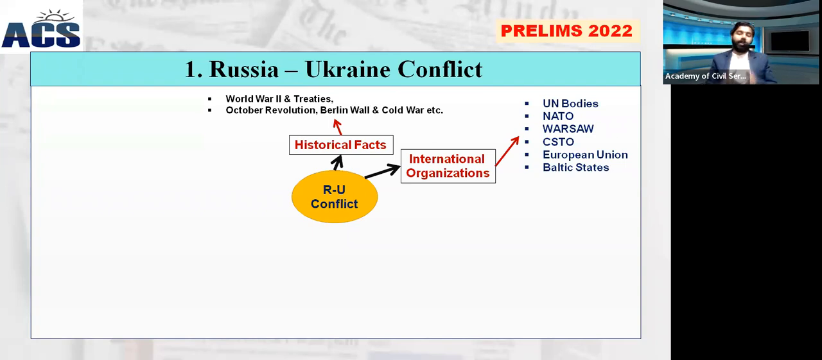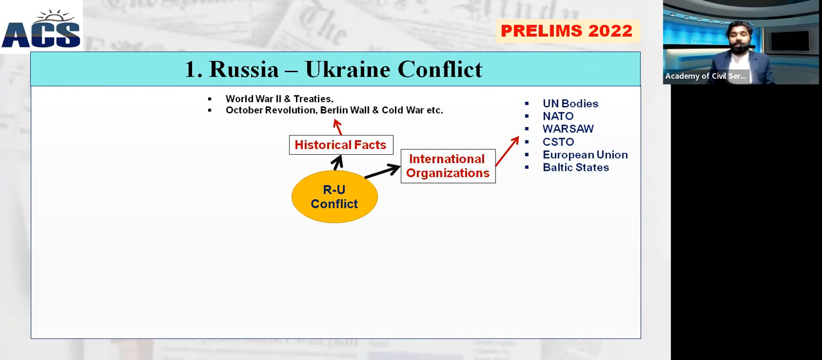Along with that, there was another organization also in the news, that is the CSTO, the Collective Security Treaty Organization, which is also led by Russia, and other Central Asian countries were part of it. So we have to refer to NATO, the Warsaw Pact, the CSTO, then the European Union. Other organizations like G20 and G7 were also discussed, because when Russia invaded the Crimean region of Ukraine in 2014, Russia was suspended from the G8, and later the G8 came to be known as G7.